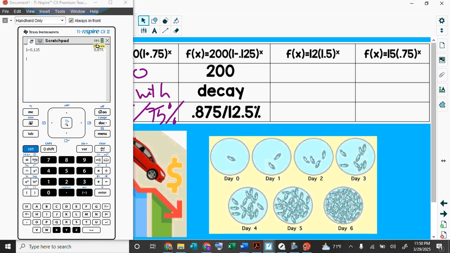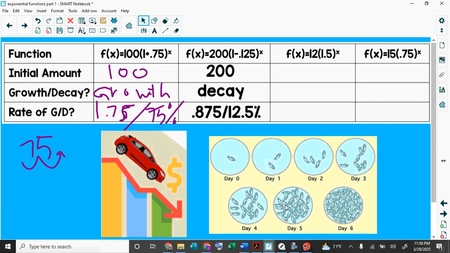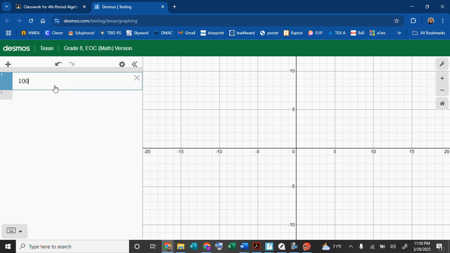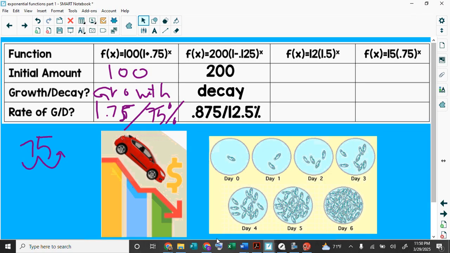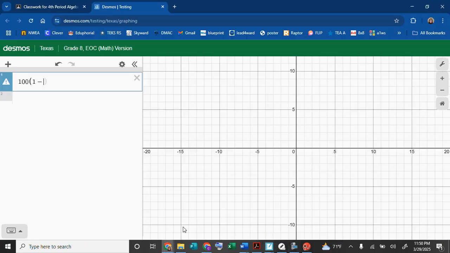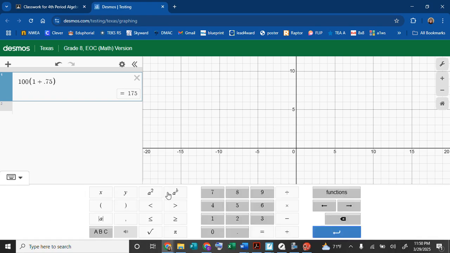Let's go back and check this growth one with Desmos. If I put in 100 open parentheses and it was 1 minus, I don't remember what it was. Sorry, it was plus 0.75. And I'm going to raise it to the, I'm going to press A to the B, and then that's going to be x. That is an exponential growth because it's going up.